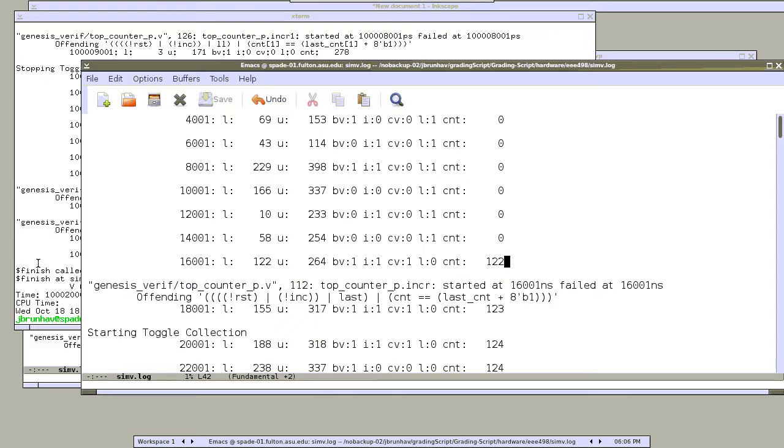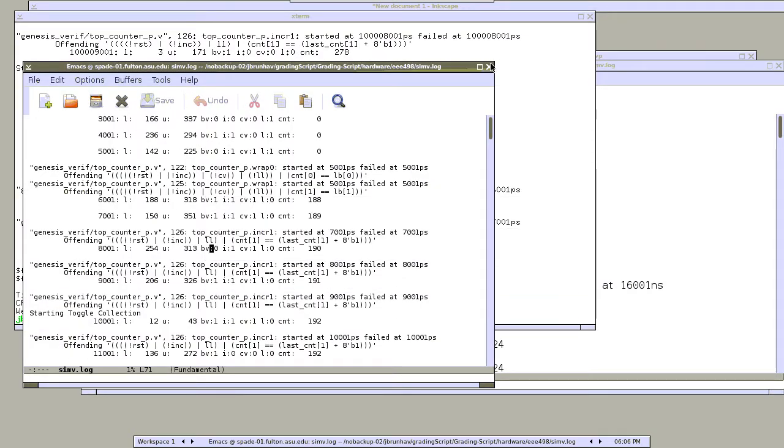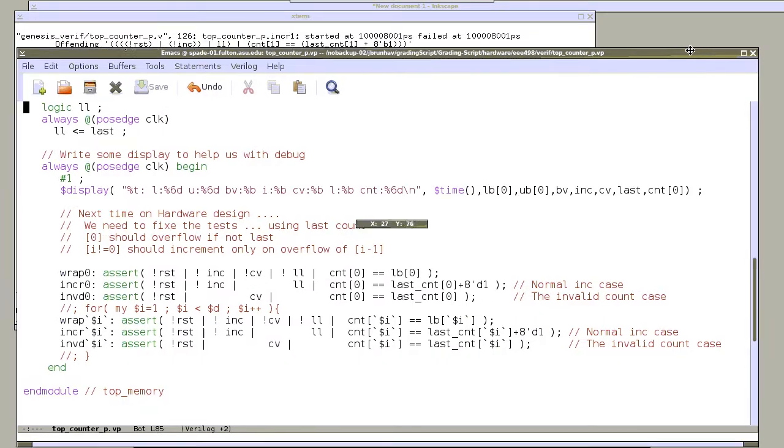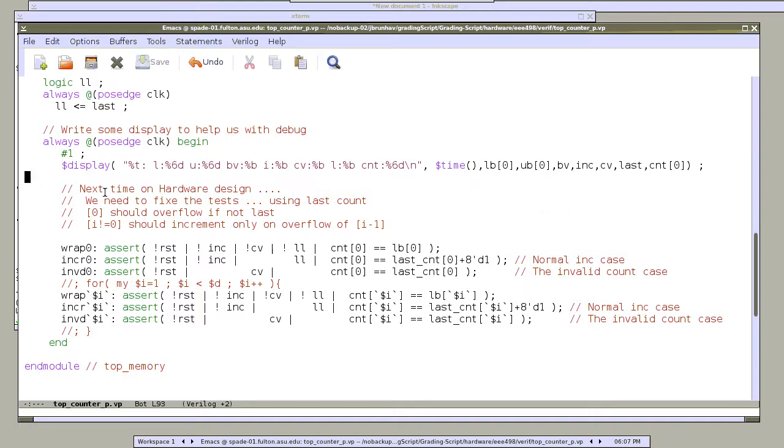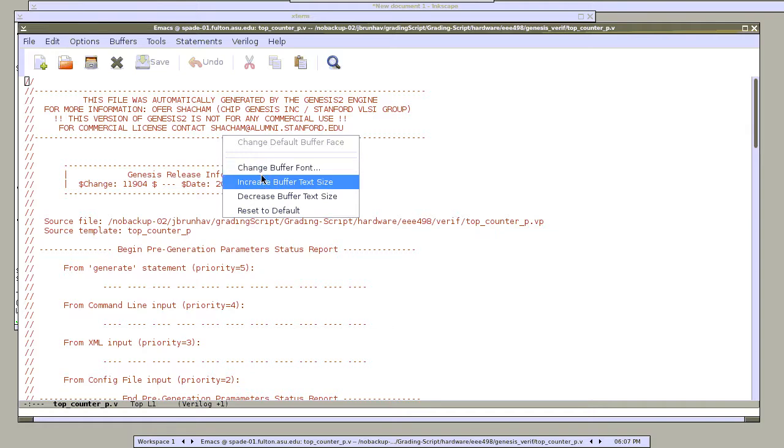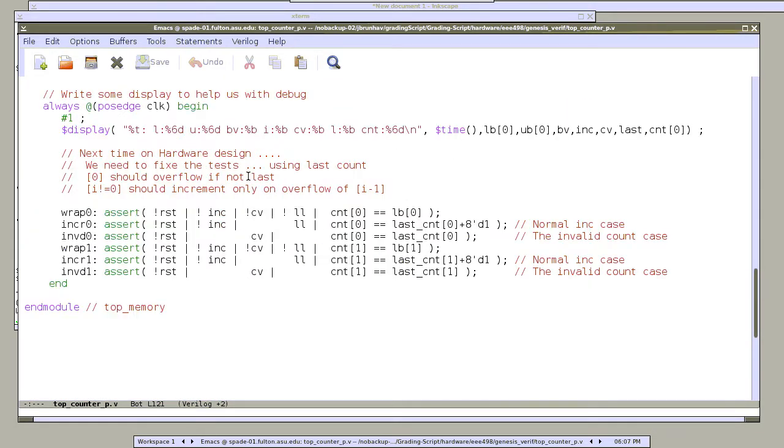So let's see exactly where we ended up. We need to fix the tests using the last count. So what do the tests look like when we unroll them? All right, so it looks like we're unrolling. Good. Count 0 equals LB0. And then I think the issue is that these wrap1 tests are the ones causing pain and suffering.